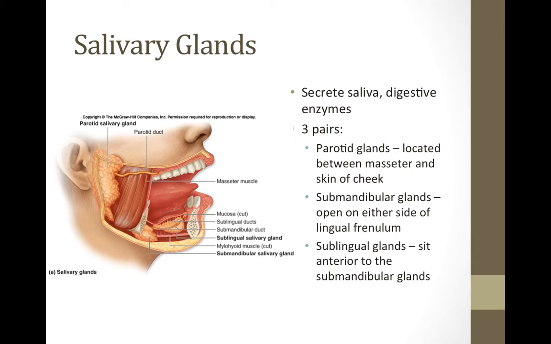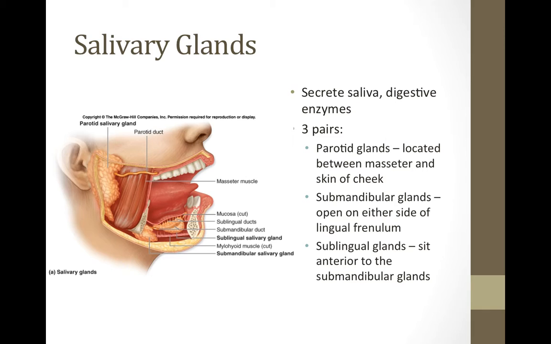You're going to have 3 pairs of salivary glands in your mouth. Okay? These salivary glands secrete saliva and digestive enzymes that we're going to talk about near the end of this lecture. The 3 pairs are the parotid, submandibular, and sublingual. Okay, and most of these names are going to be able to clue you into where they're located. So I would memorize the names first and then be able to recognize them from a picture.